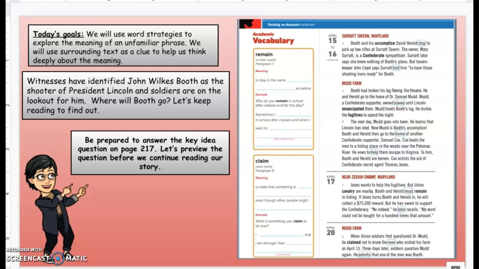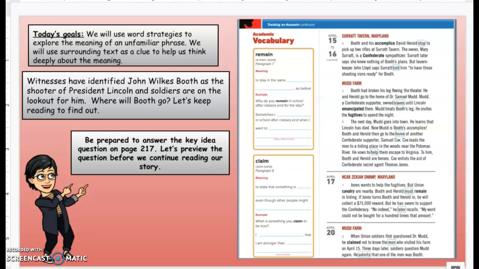Booth and Harold then go to the home of another Confederate supporter, Samuel Cox. Cox leads the men to a hiding place in the woods near the Potomac River. He vows to help them escape to Virginia. To him, Booth and Harold are heroes. Cox enlists the aid of Confederate secret agent Thomas Jones.